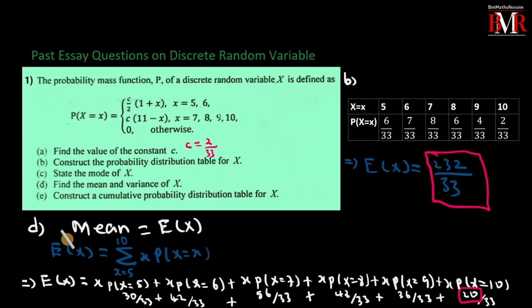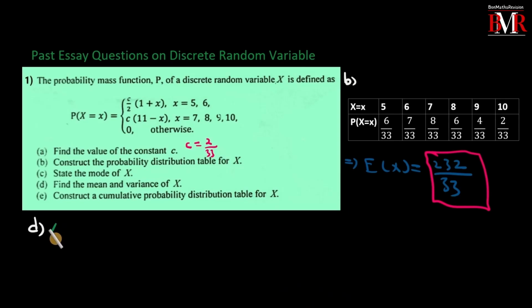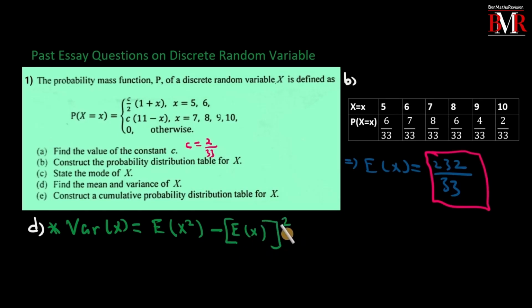Now the next thing is to calculate the variance of x, and to do this the first thing is to state the formula of variance. That is, the variance of x can be calculated from the formula E of x squared minus E of x all squared. Now, I know E of x, but I don't know E of x squared. So, I need to calculate E of x squared.